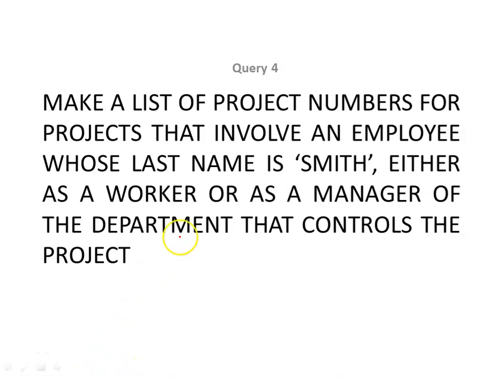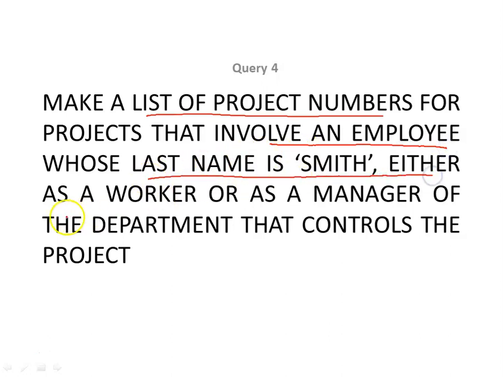In this query we have to make a list of project numbers. Now which project numbers? A list of those project numbers that involve an employee whose last name is Smith, either as a worker or as a manager of the department that controls the project. So basically in this query there are two parts to be taken care of.